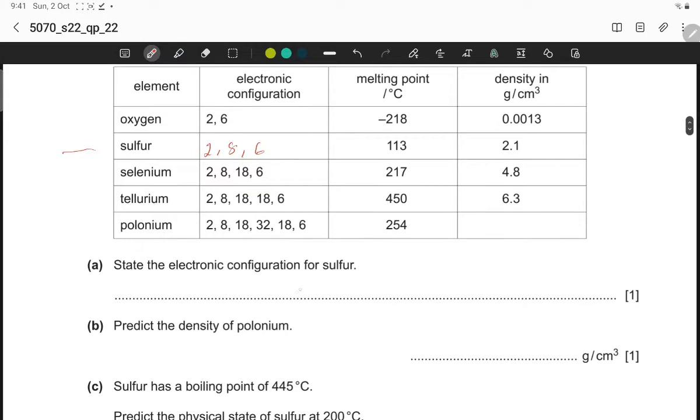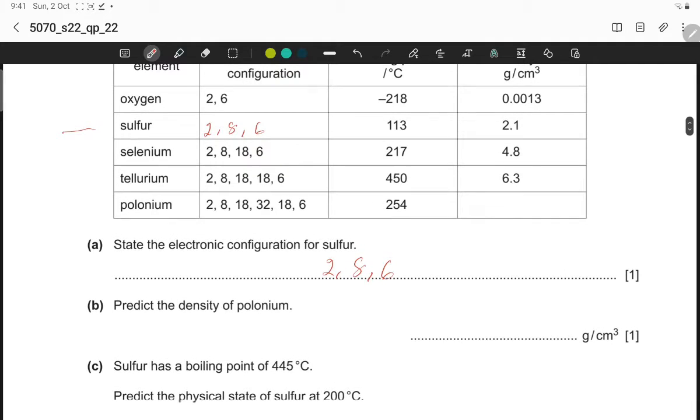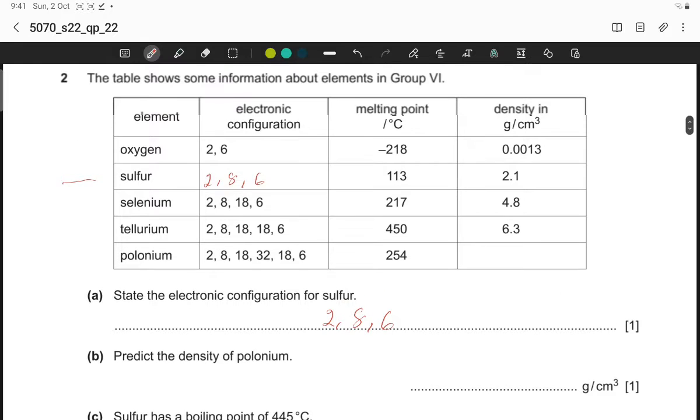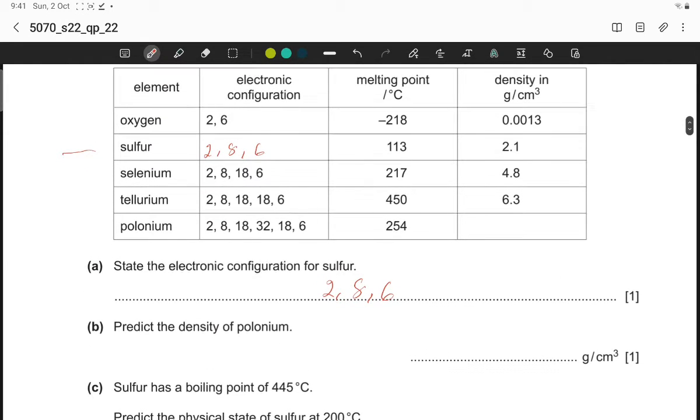Now next is state the electronic configuration of sulfur. So this is 2, 8 and 6. Predict the density of polonium. If different values of different elements are given in the table, how to predict the density of polonium? This is the last element of group 6, so look at the trend, what is going on. Density is going to increase down the group.